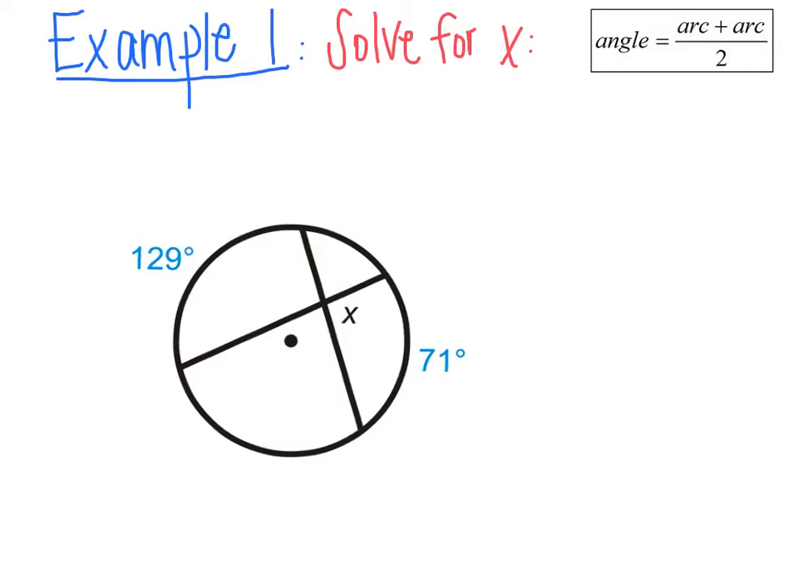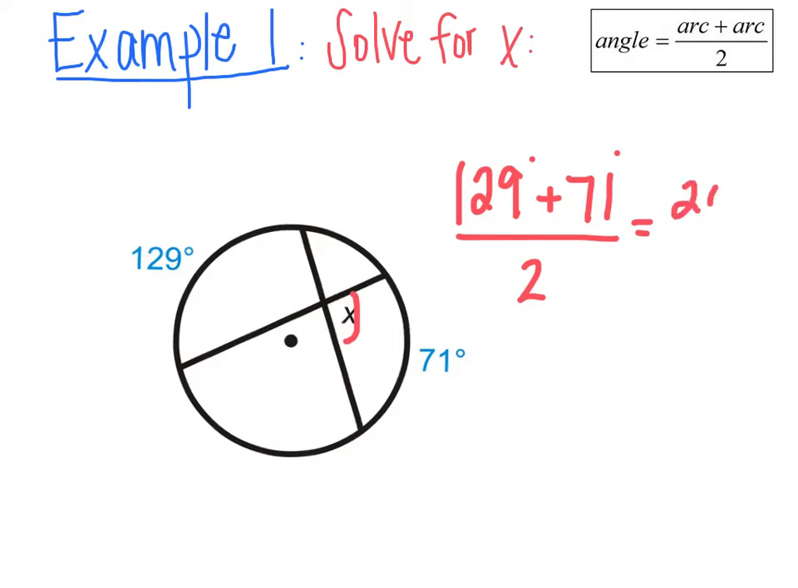Our formula that we're going to be using is up in the top corner, angle equals arc plus arc divided by 2. So we have the arc at 129 degrees plus 71 degrees divided by 2. And that will give us the x that we're looking for. So 129 plus 71, 200 degrees divided by 2. X will equal 100 degrees.